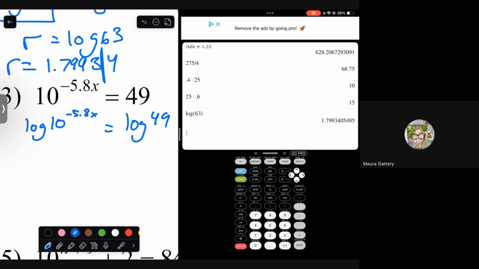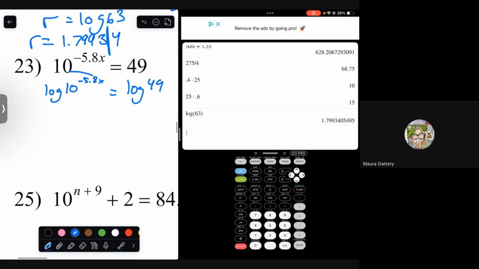Again, we can use our properties of logarithms. The power comes out in front and we get negative 5.8x times log of 10 equals log of 49. What is log of 10 equal to? 1. All right, so this essentially goes away because it's times 1, and we get negative 5.8x equals log of 49.